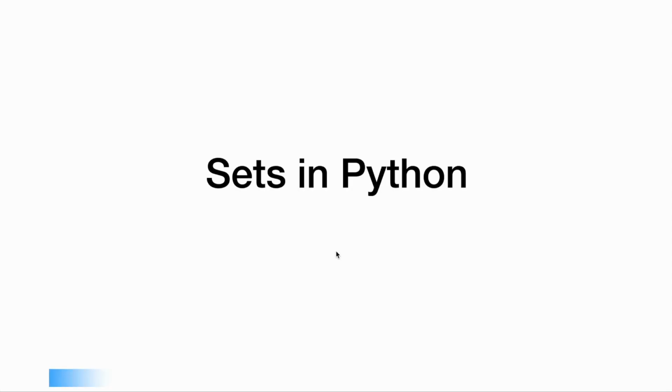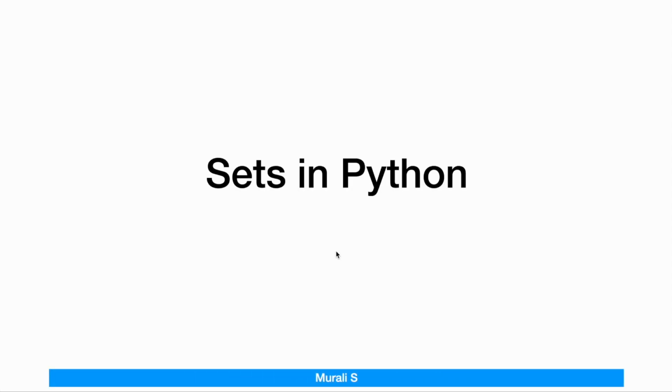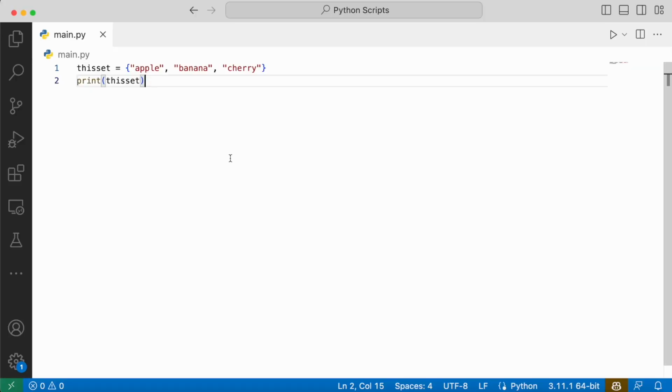Let's discuss sets. Set is one of the built-in data types in Python. Sets are used to store multiple items in a single variable. Set is a collection which is unordered, unchangeable, and unindexed. Set items are unchangeable, but you can remove items and add new items. Sets can be created using curly brackets like this.